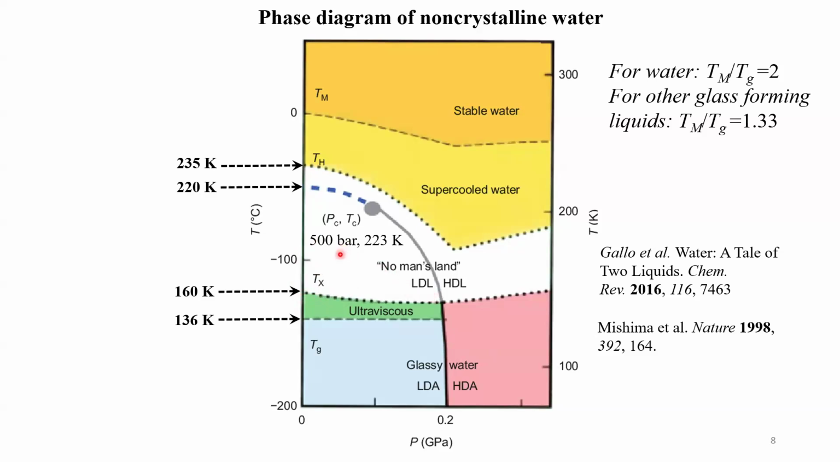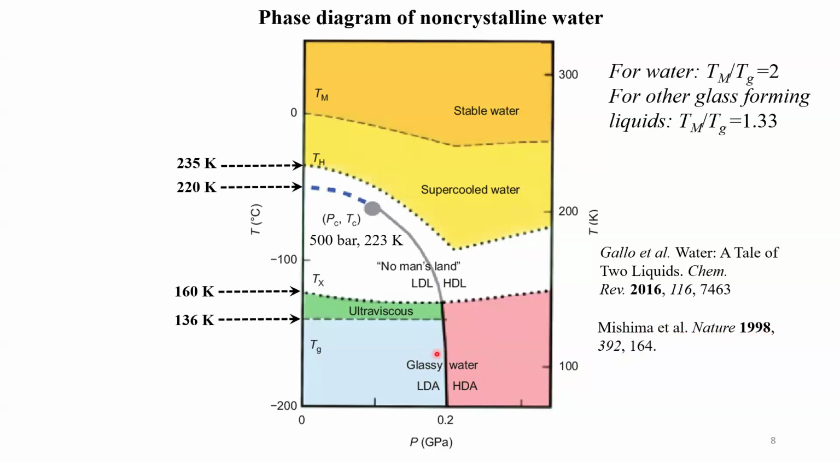Okay. So now what happens is, if you are in the glassy state and you increase the pressure, two different phases are there: low density amorphous ice and high density amorphous ice. You can convert the low density amorphous ice to high density amorphous ice by increasing pressure. And this line was given by Mishima et al. in 1998 in their Nature paper.